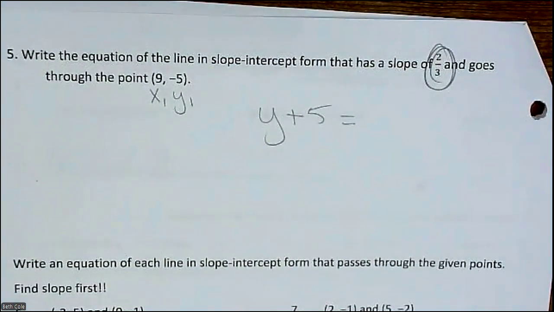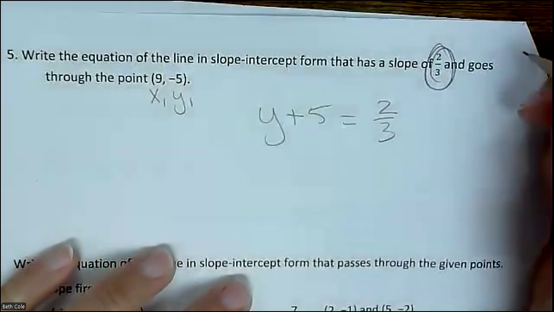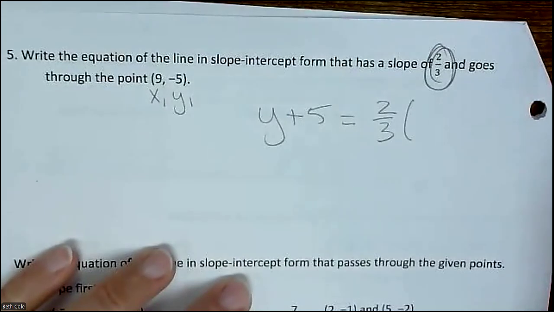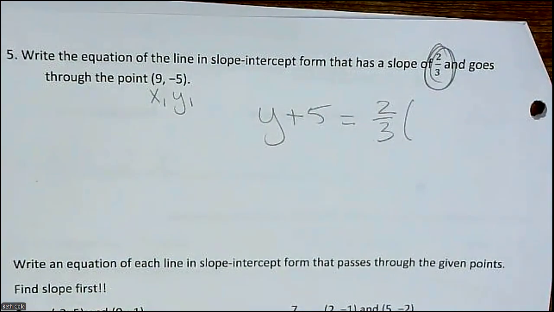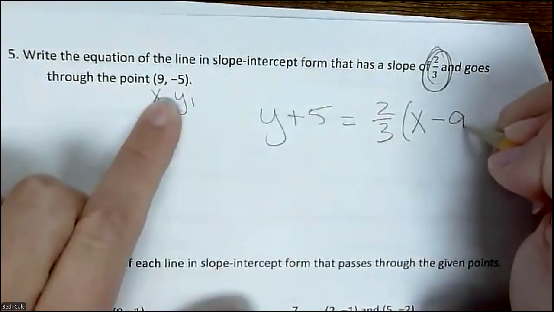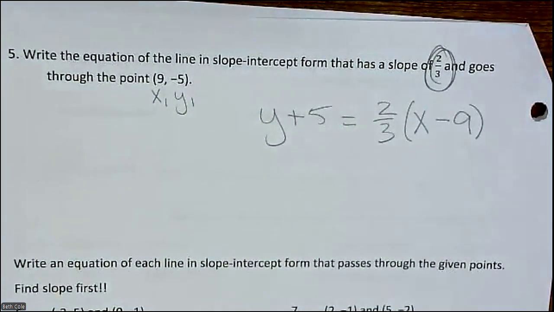I wrote your recipe on the board for you. What number are you going to plug in next? It literally says it on the paper. 2/3. Good job. Thank you. Parentheses. X. You just read it up from up there. X minus 9. Beautiful.